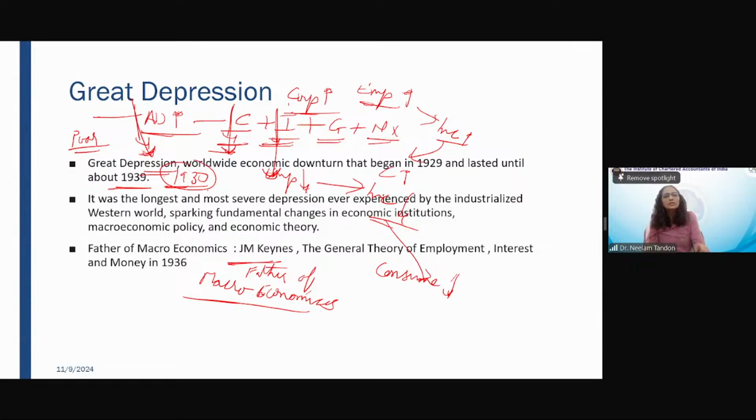So this Great Depression happened because corporates were not investing, consumers were not buying, job opportunities were not there in the market, and the overall economy was on a downturn. And that is why the government had to take the initiative, which was proposed by whom? By John Maynard Keynes, who is known as the father of macroeconomics.